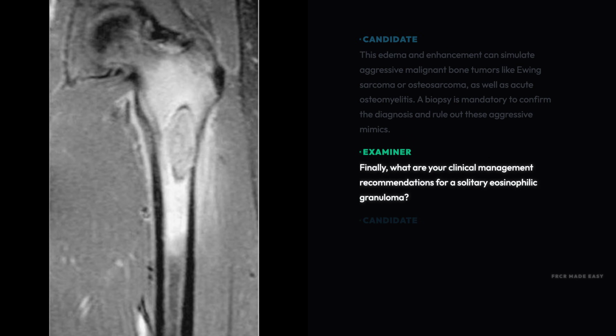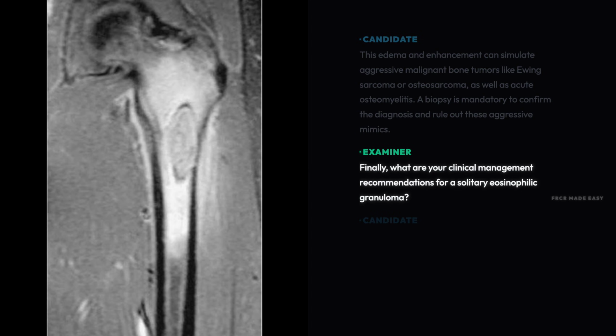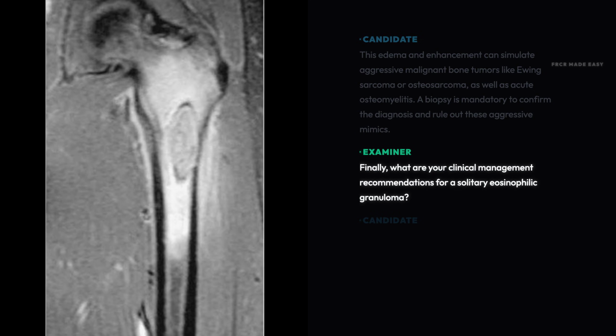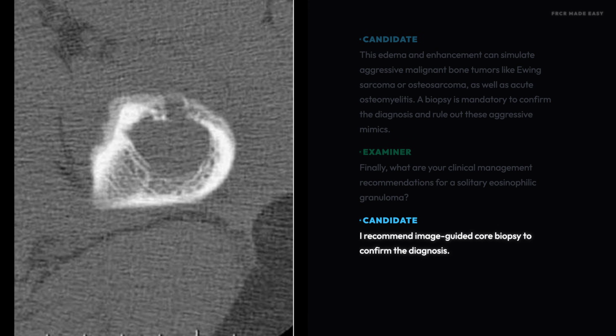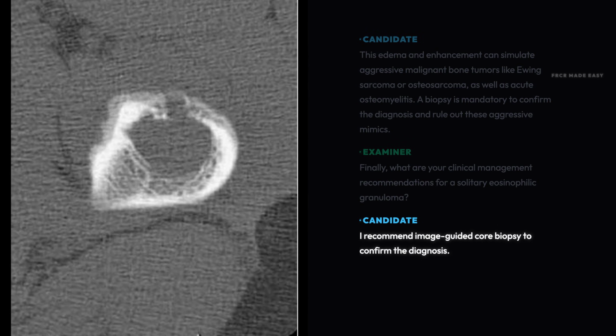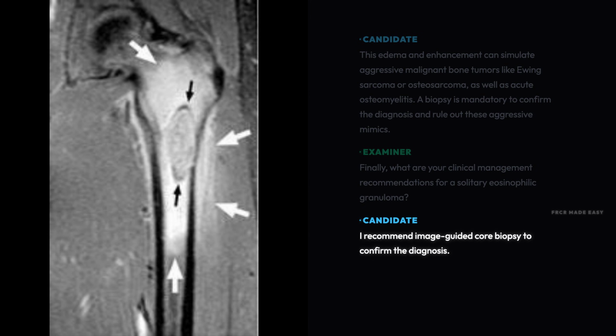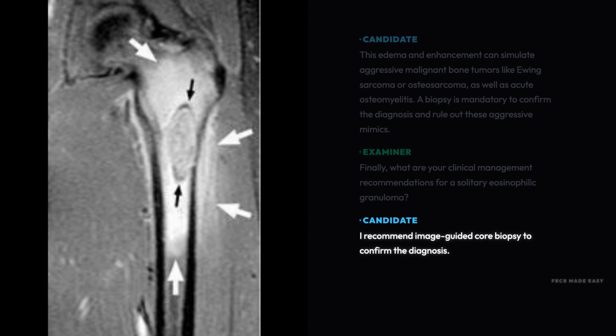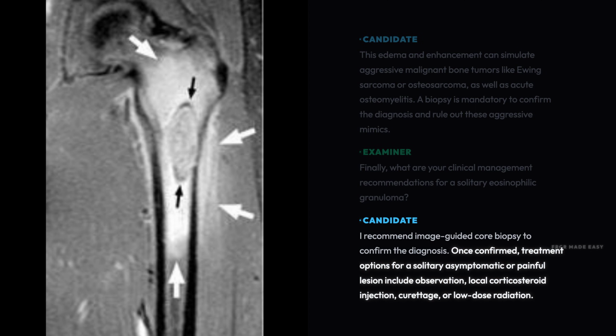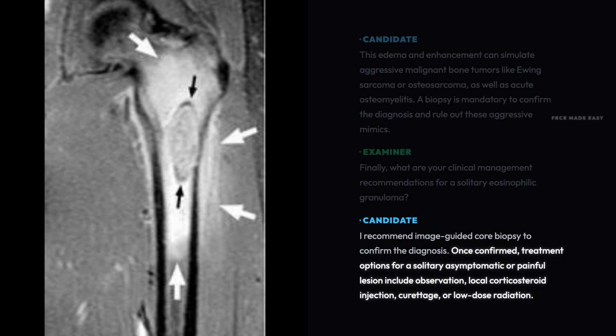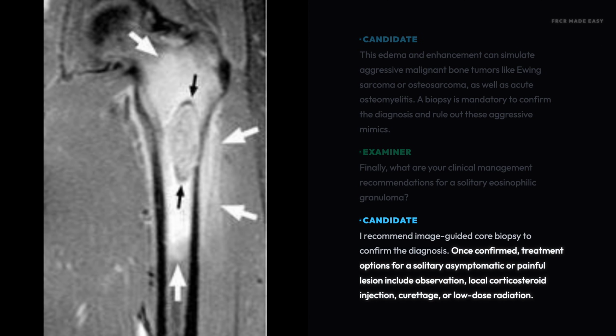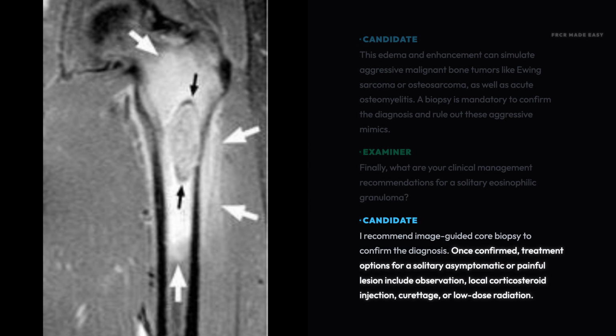Finally, what are your clinical management recommendations for a solitary eosinophilic granuloma? I recommend image-guided core biopsy to confirm the diagnosis. Once confirmed, treatment options for a solitary asymptomatic or painful lesion include observation, local corticosteroid injection, curettage, or low-dose radiation.